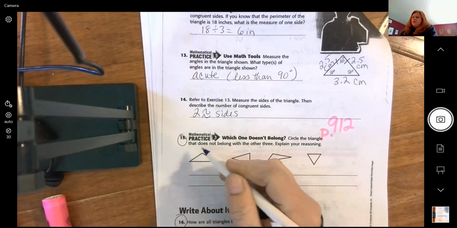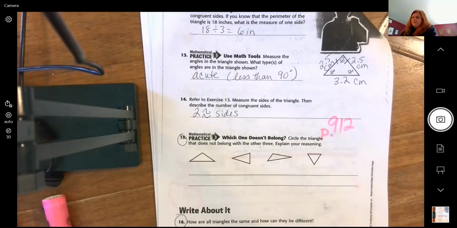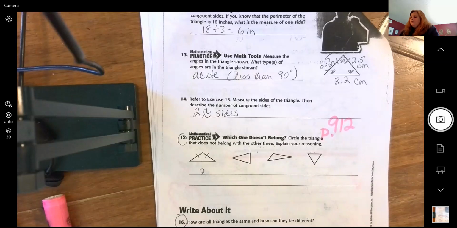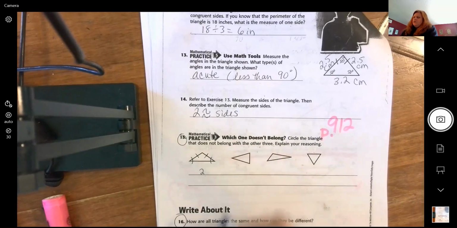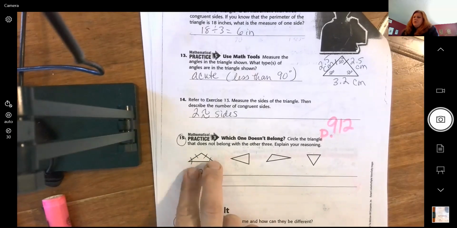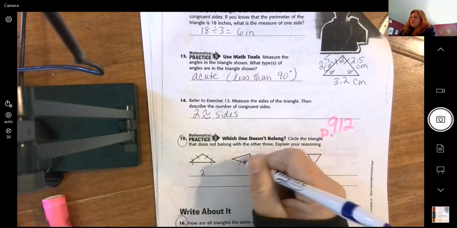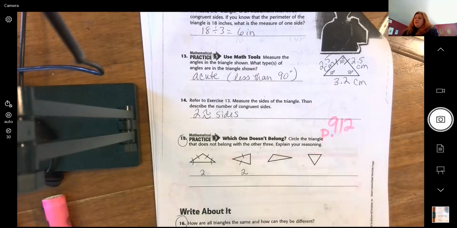How many sides do you see on this one that are congruent? 2. Now we just learned the definition for these. Do you remember what it was? Isosceles. And actually, if it has 2 congruent sides, it also has 2 congruent angles. The angles that are next to each other are going to be congruent. What about this one? How many sides are congruent? 2. Can you find the 2 angles that are congruent?